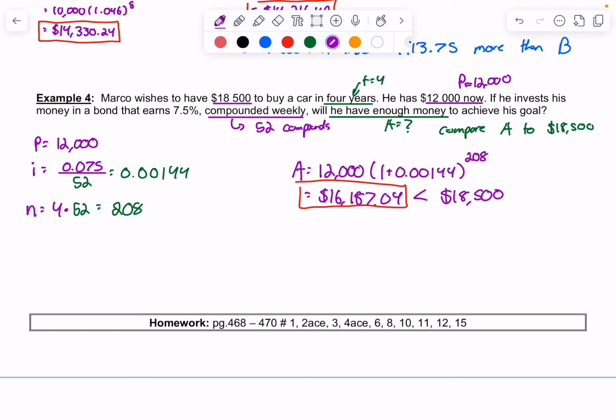So will he have enough money? Therefore, no, he will not have enough money.